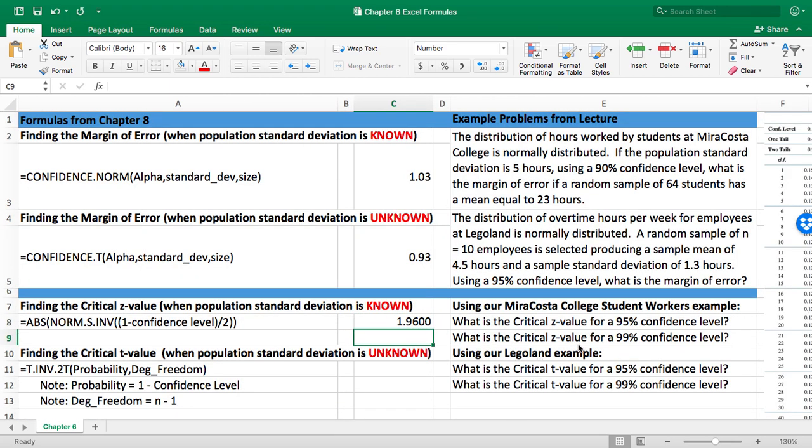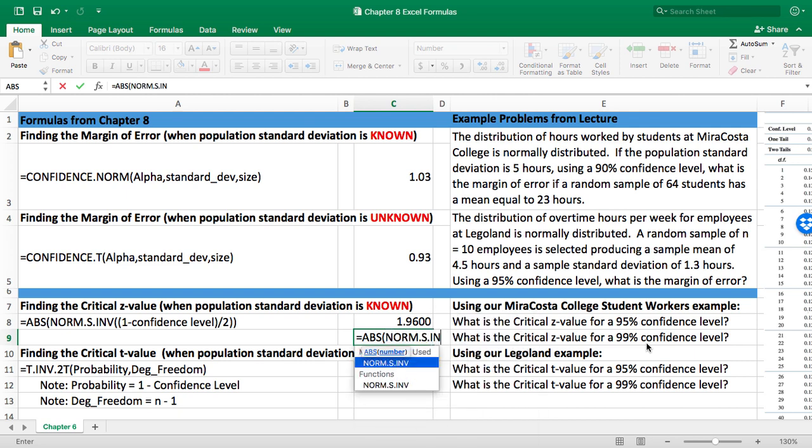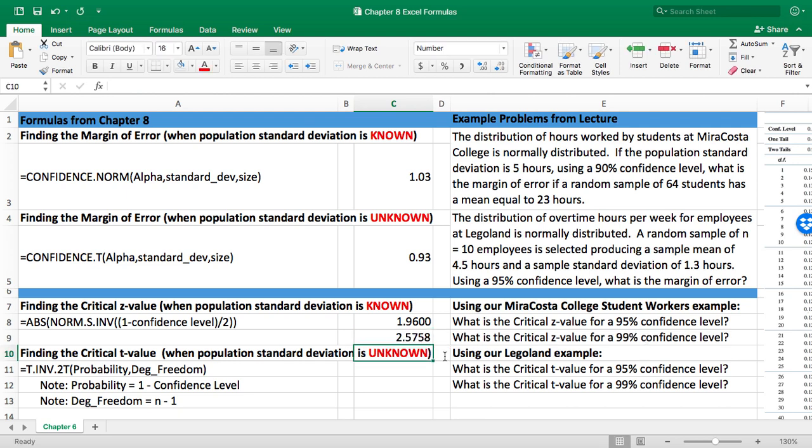Say, what is the critical value for a 99% confidence interval? Again, this is just for practice. We'll do equals ABS for absolute value, so it gets rid of any negatives. We'll type in NORM.S.INV, parentheses, parentheses, 1 minus, in this case we wanted 99, so we'll do 0.99, close that parentheses, divide by 2, because we have two tails, and then close our parentheses, and we get 2.5758.